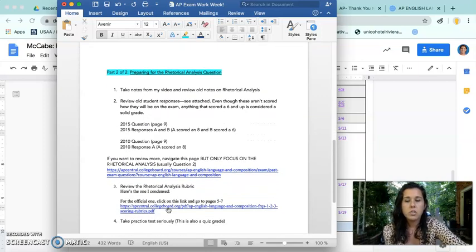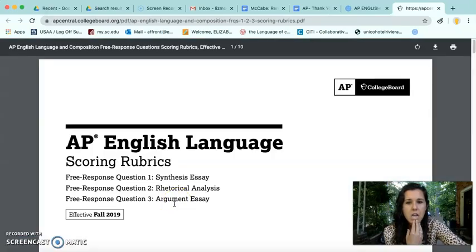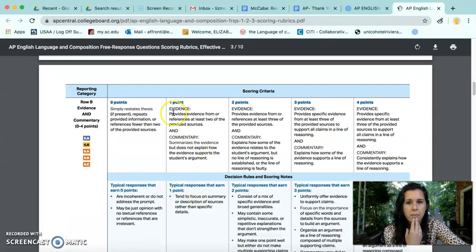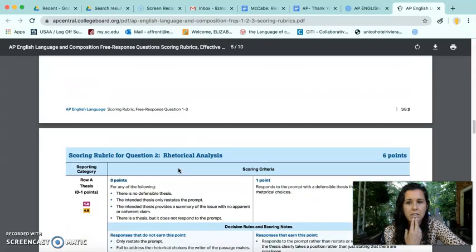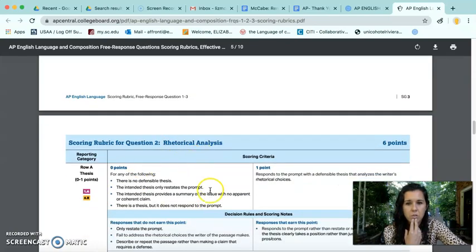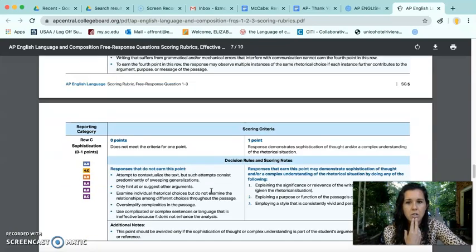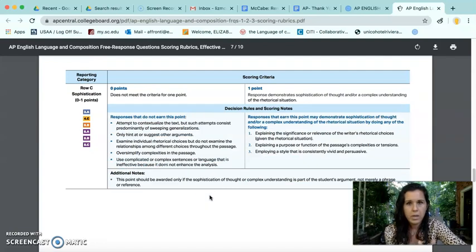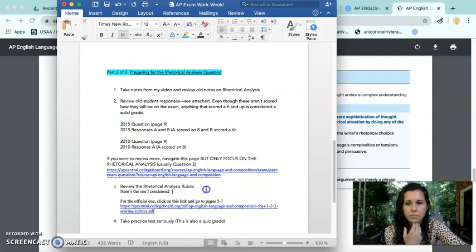Here's another thing that you can do to review for this exam: look at the rhetorical analysis rubric. I'm going to attach the one that I put together. If you look at this link here, it gets really hectic, and the rhetorical analysis one takes up a couple pages. So that's why I condensed it and put it in one page, but I gave you the link anyway, just so you can have it.